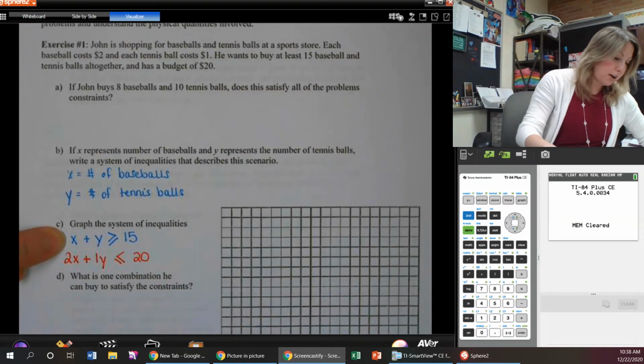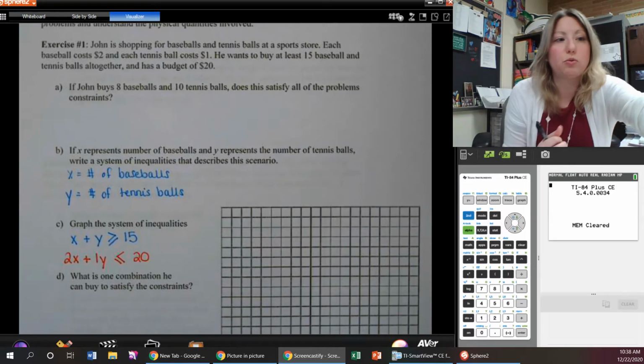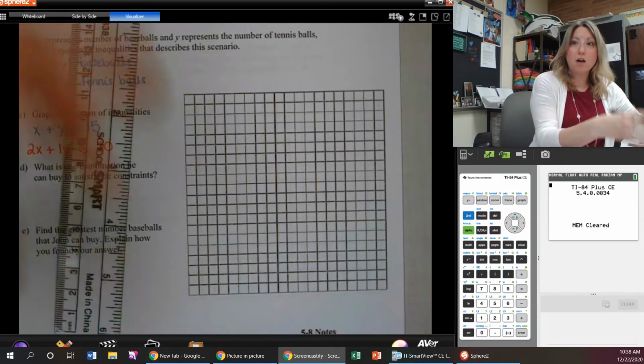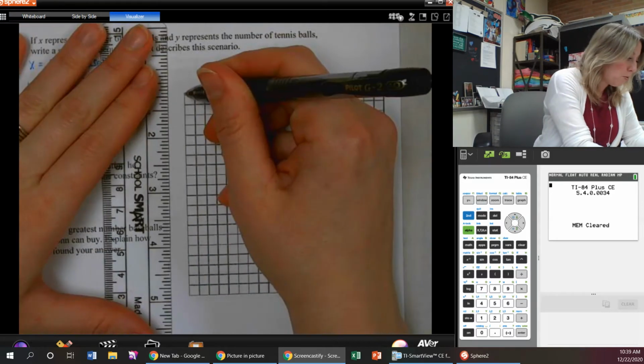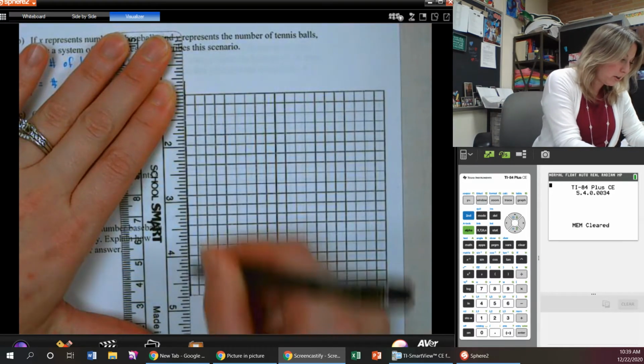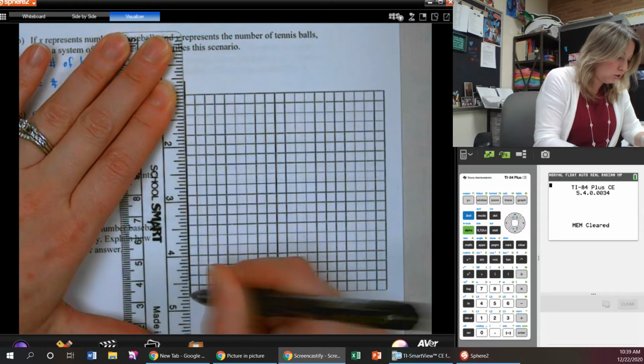So let's graph each of these. Let's do it this way. And again, you've got only a first quadrant here. So what I'm going to do in creating this only first quadrant is I'm just going to enhance the two sides.